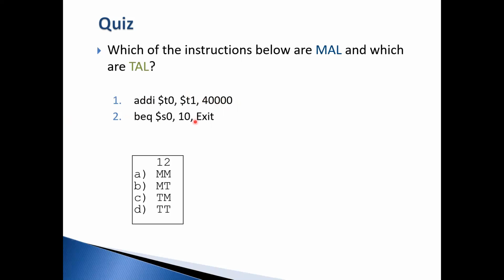How about this one? Is it a MAL or TAL? Who says it's MAL? Who says it's TAL? Are you sure? So let's take a look at it. I'm comparing whether this equals this. And then if it's true, I exit. So can you see any problem with that? Yes, this is an immediate. For a regular true assembly language, a branch statement contains 2 registers, not 1 register and 1 immediate. So yes, both of them are MAL.